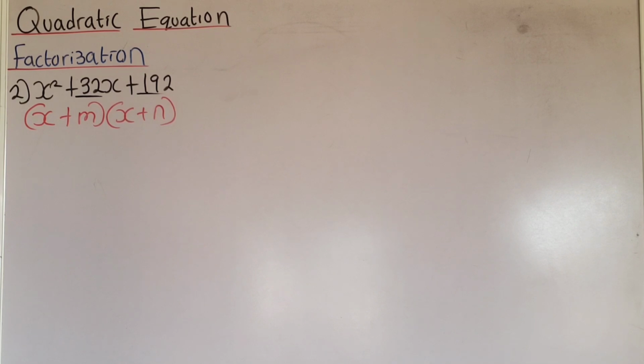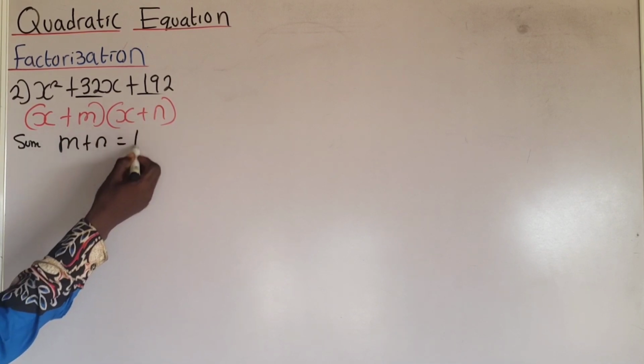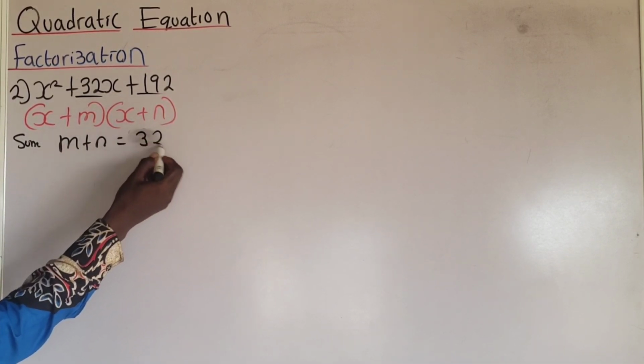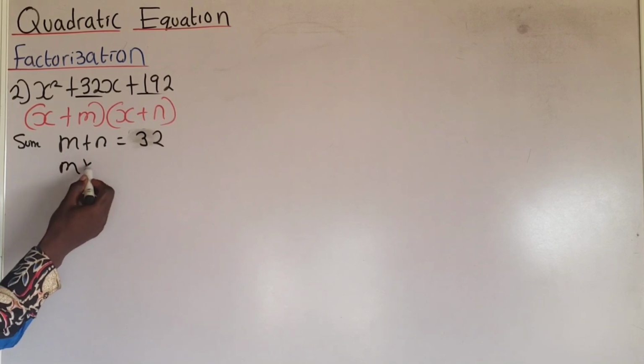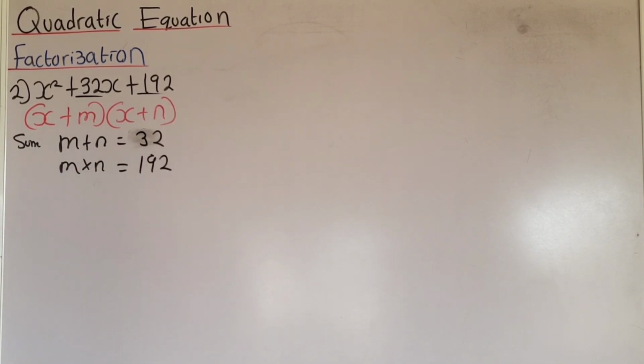Do you understand? Okay, so here I'm going to have the sum, which is m plus n, which is equal to 32, and their product, which is m multiplied by n, must be equal to 192. You understand? Which is the constant term in the quadratic equation. Let me write it here, the product.